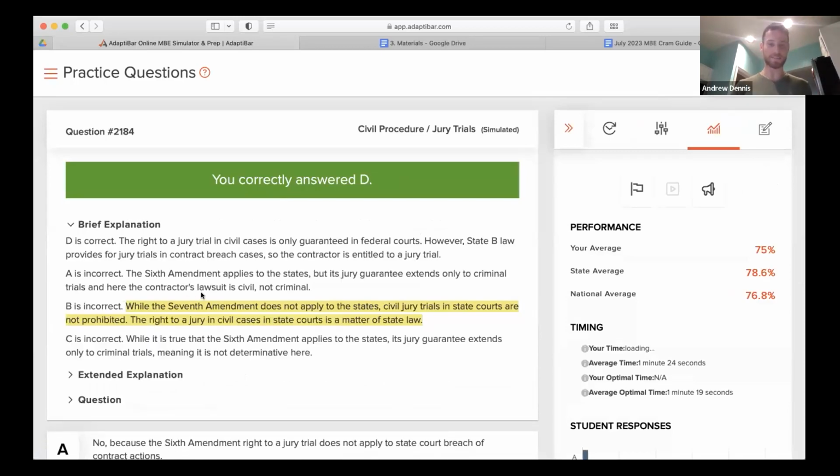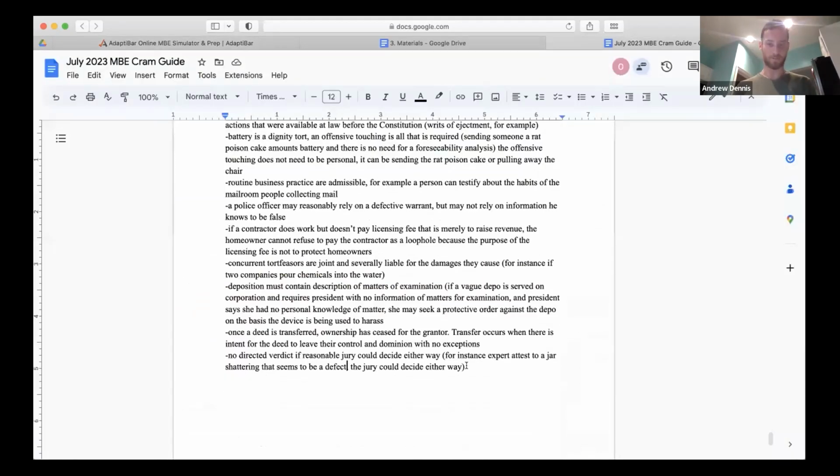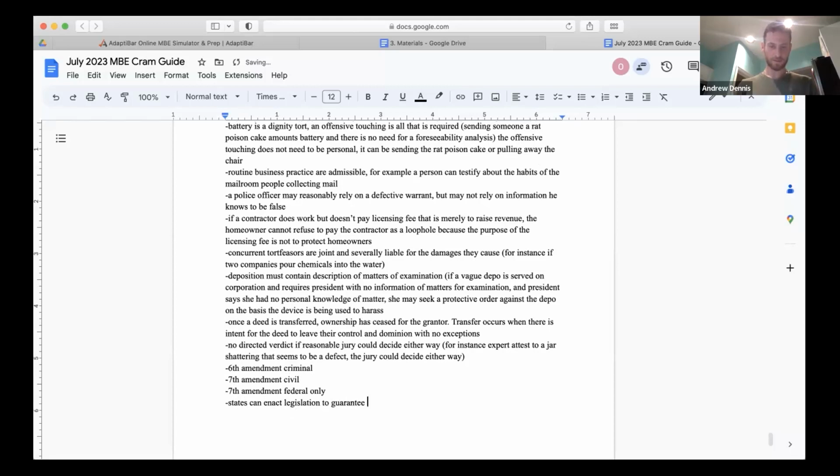Okay. So it does not apply to states. Civil juries in state courts are not prohibited. The right to a jury trial in civil cases is a matter of state law. Let's definitely tease that out, right? So Sixth Amendment criminal, Seventh civil, but the Sixth criminal right isn't guaranteed in state court. The Seventh Amendment, civil, is federal only, but remember, states can enact legislation to guarantee jury trials in certain cases, and if it's a state case, then apply this law, right?